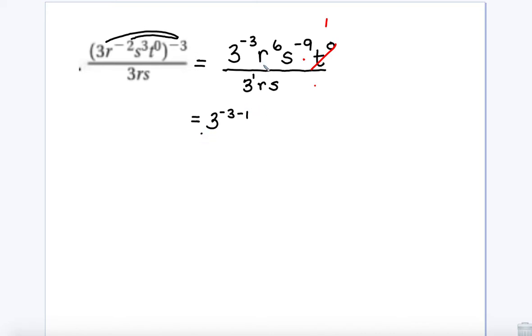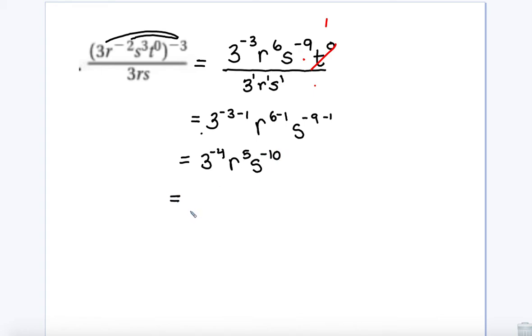Now I'm going to take a look at my next exponent. I have r to the 6th. R to the 6th minus r to the 1. And then s is s to the negative 9th minus 1. So I now have nothing in my denominator, right? When I simplified all these together, I combined them all together, there's no longer a denominator. This denominator got absorbed into these exponents. So now I have 3 to the negative 4th, r to the 5th, s to the negative 10.